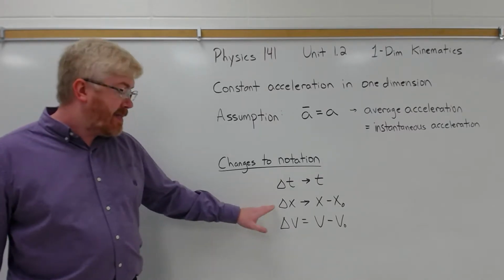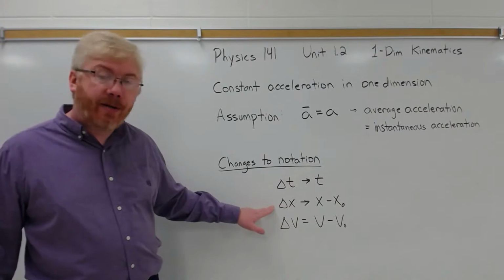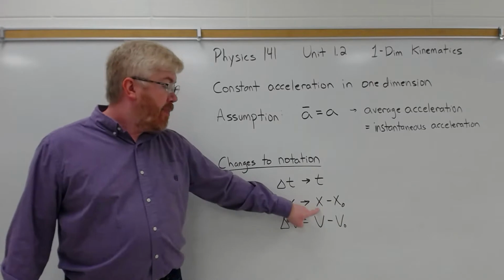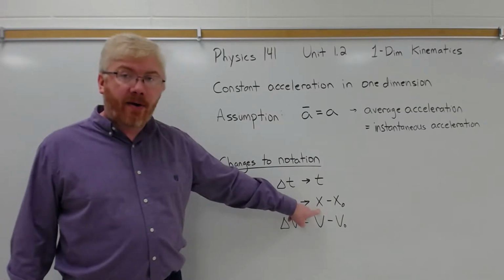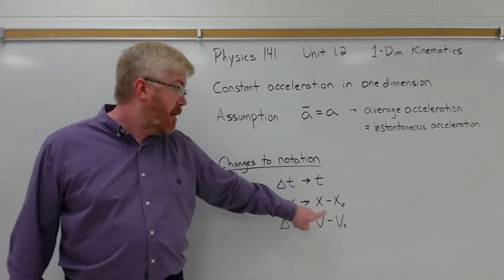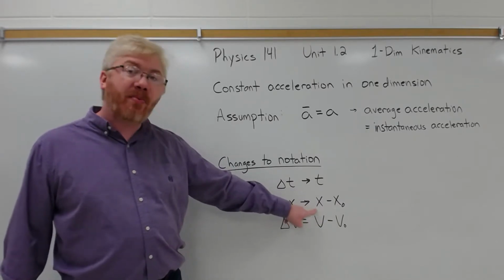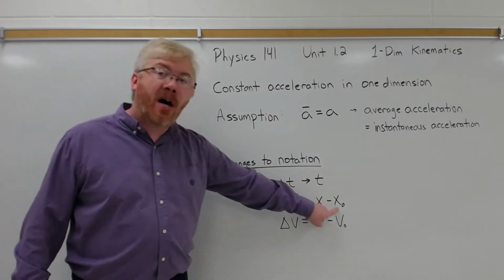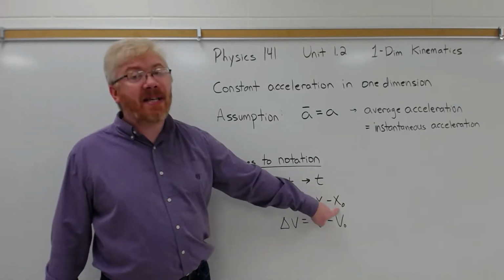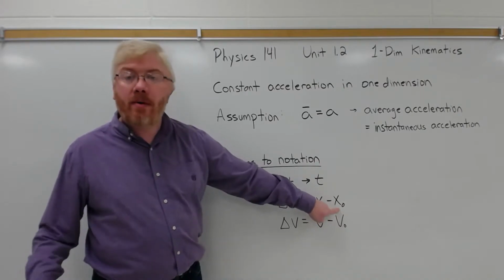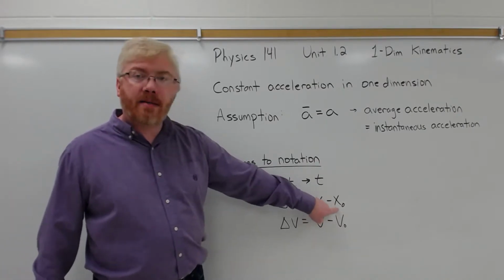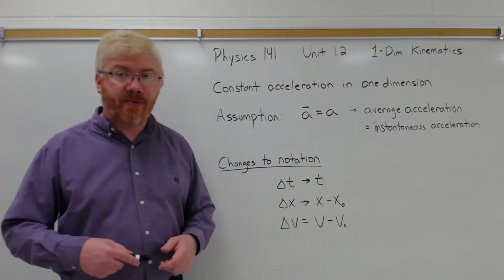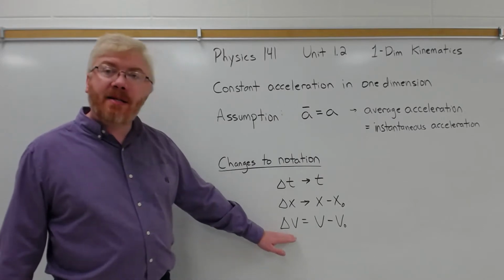We're also going to replace delta x, the change in position, or the displacement, which is equal to x minus x naught. Instead of x sub f, x final minus x initial, we're not going to say final anymore. We're just going to place an x here. This represents the position at time t. X naught represents the position at time t naught, which we assume to be 0. So x naught doesn't have to be 0, but it is the initial position at time t of 0.